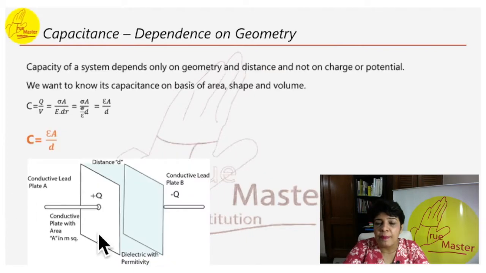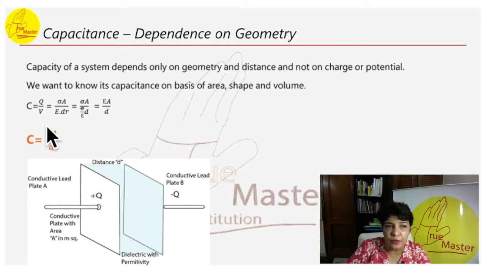Capacitance depends on the geometry: size, shape, permittivity, presence of other conductors, etc. Let us devise another formula for capacitance on the basis of area, shape and volume. We have already derived the formula C equals charge by potential. Now if we have been given the area and the shape, what will be the capacitance?